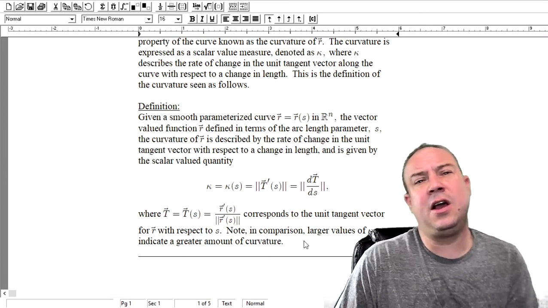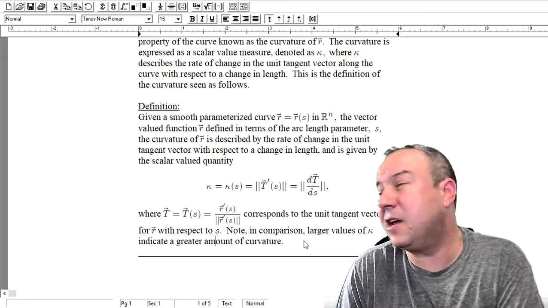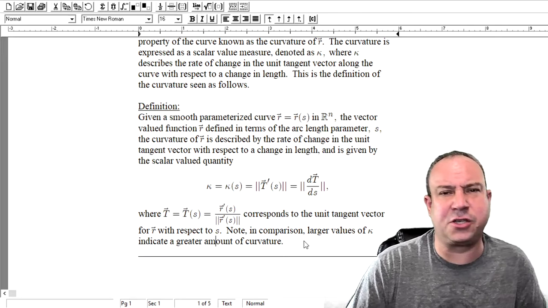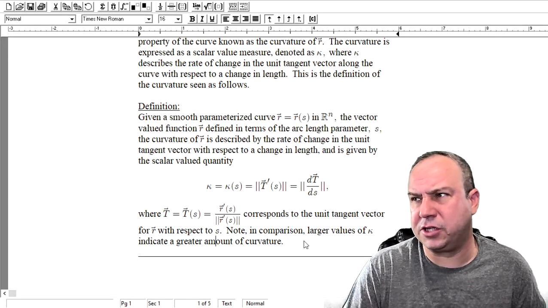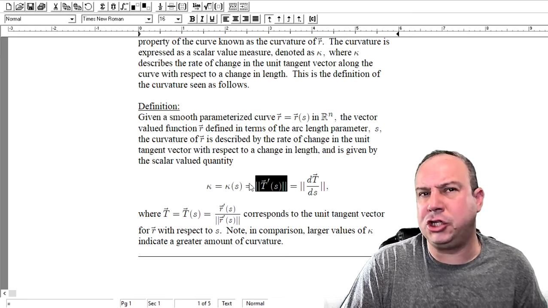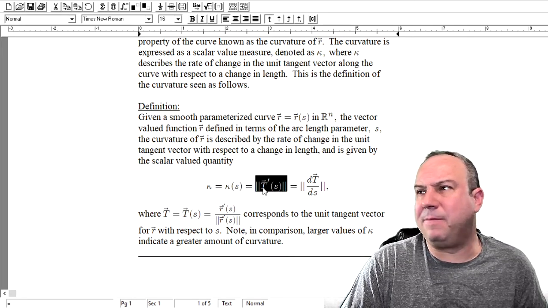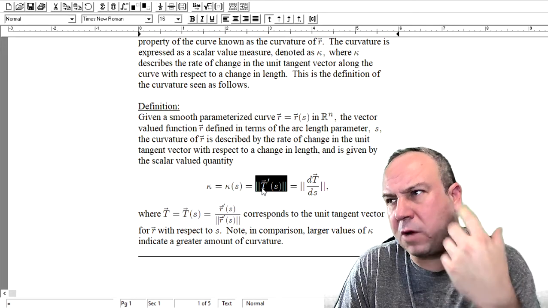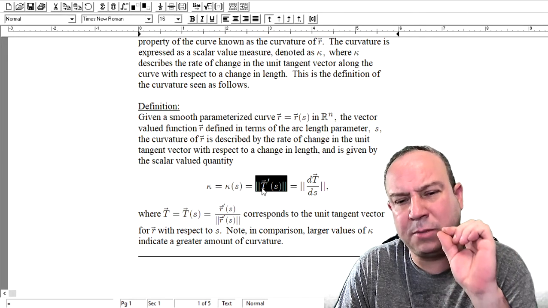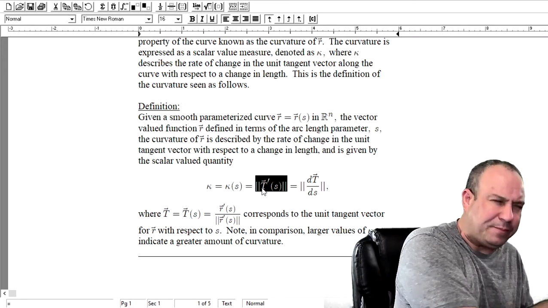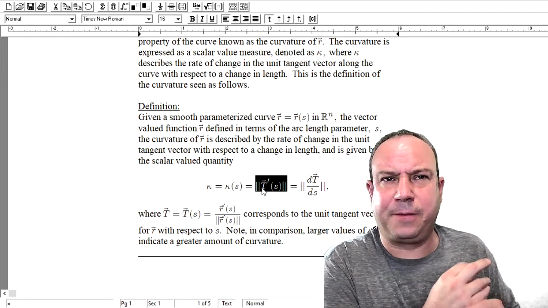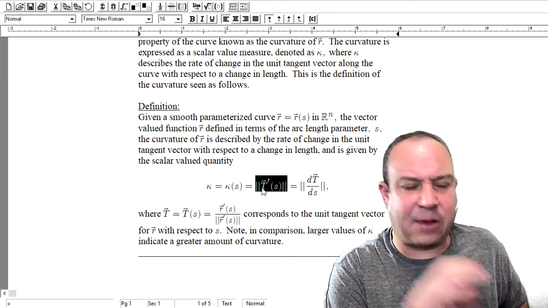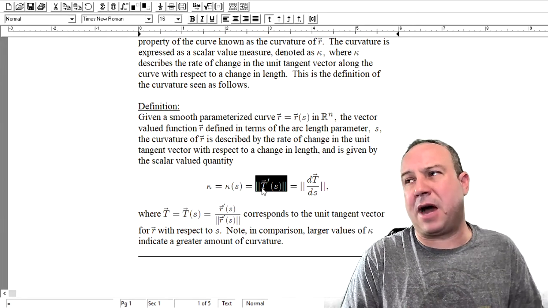And note, in comparison, larger values of kappa indicate a greater amount of curvature. Larger values for our scalar measurement of curvature indicate a greater amount of curvature. And we are just looking at the rate of change in the unit tangent vector. Not so much interested in the direction that this change is happening, although that is going to be the next aspect, described by what we call the principal unit normal vector, right? What we're really interested in is how quickly it is changing, and that would be the rate of change or the magnitude given by that first derivative vector.